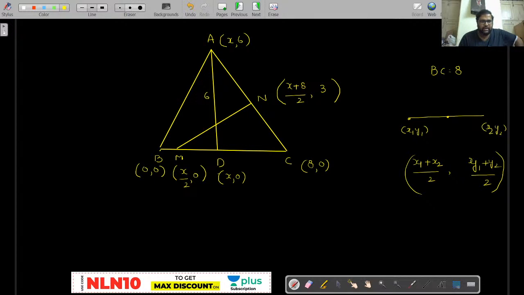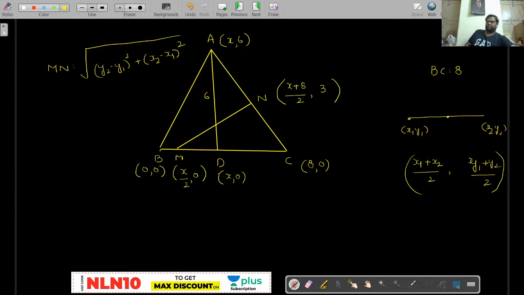Now how to find out the distance between the two points given there? What is the formula? Square root of (y2 minus y1) whole square plus (x2 minus x1) whole square. By substituting the values, you will get the same answer for MN, which is nothing but 5.